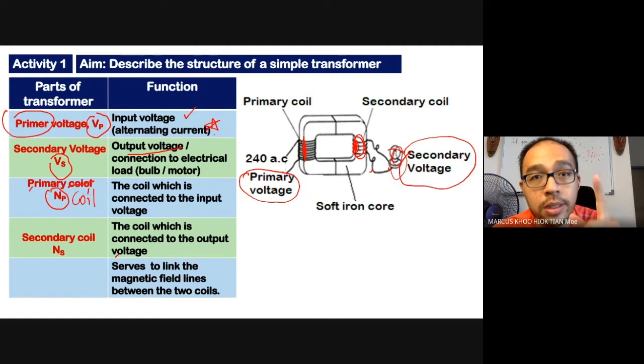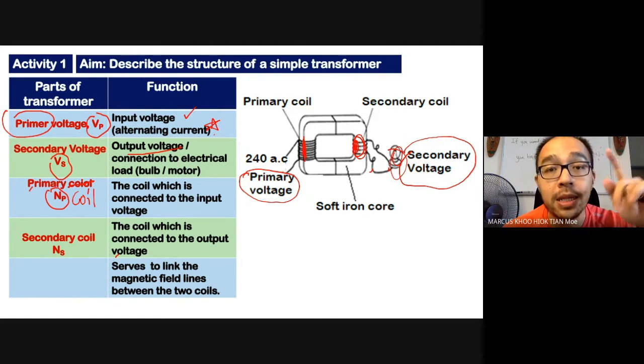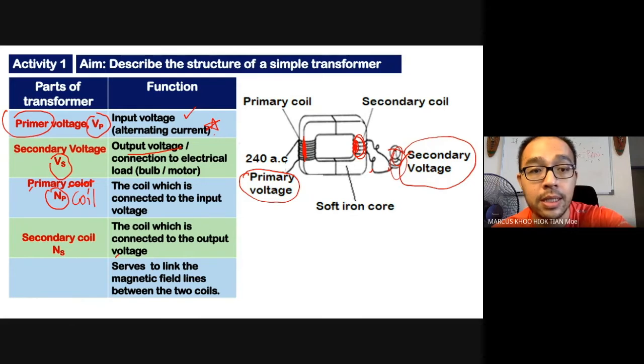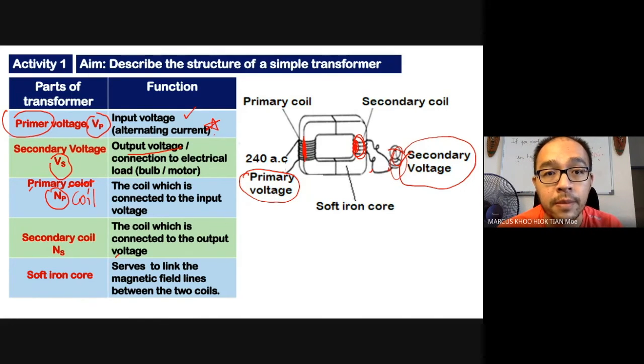And the most important component in the simple transformer is the soft iron core. This metal thing over here is a soft iron core that serves as a link between the magnetic field lines between the two coils. And in a while I will explain.